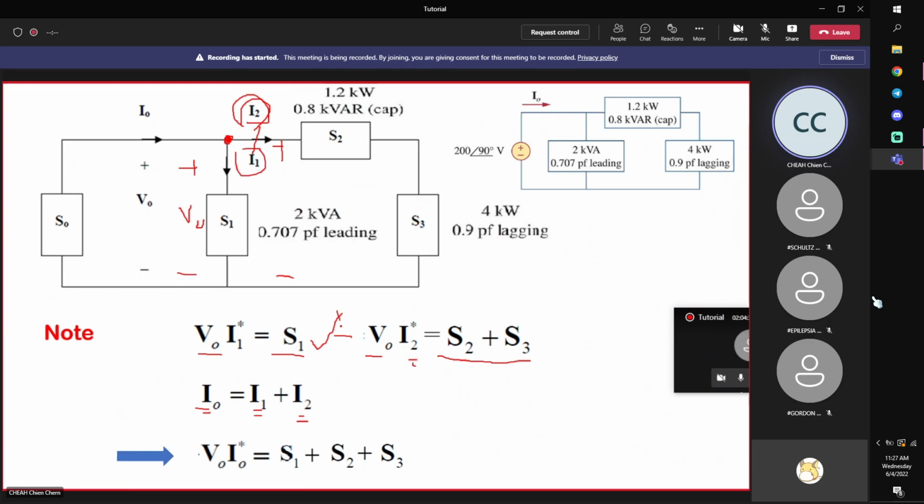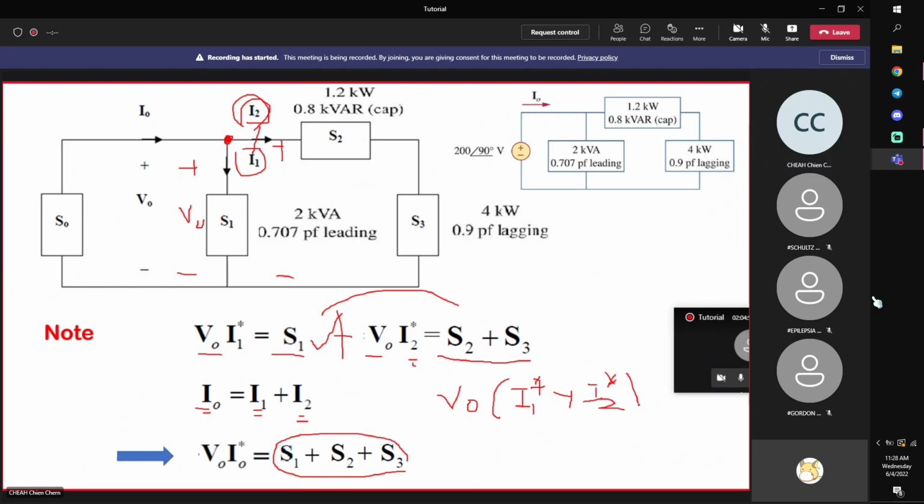Now, if I add these two equations together, on the right-hand side I'll have S1 plus S2 plus S3, straightforward. On the left-hand side, take note that you have V0 times I1 asterisk plus I2 asterisk, which is actually equal to V0 I0 asterisk. Why? Because I0 is I1 plus I2, so it's still the same. Even if you split them, it makes no difference.